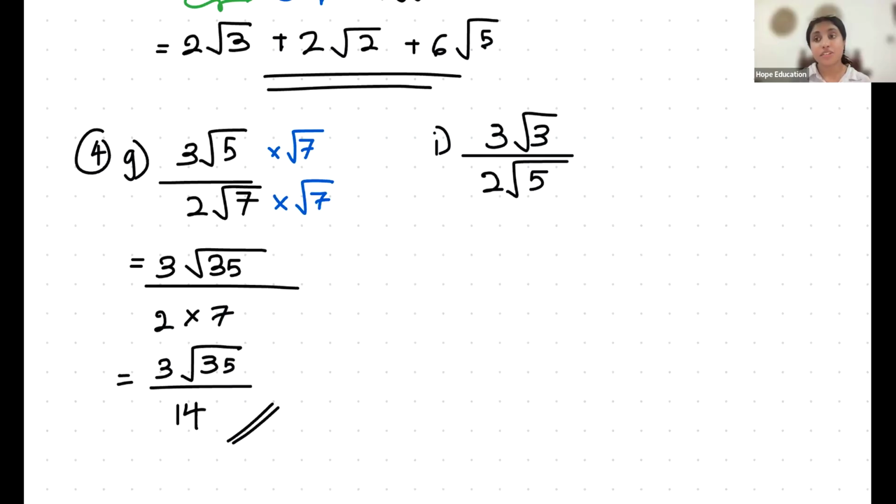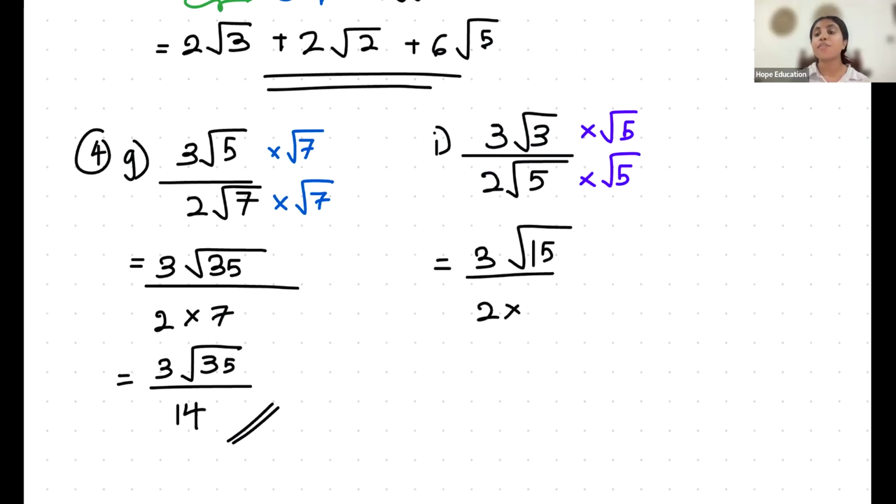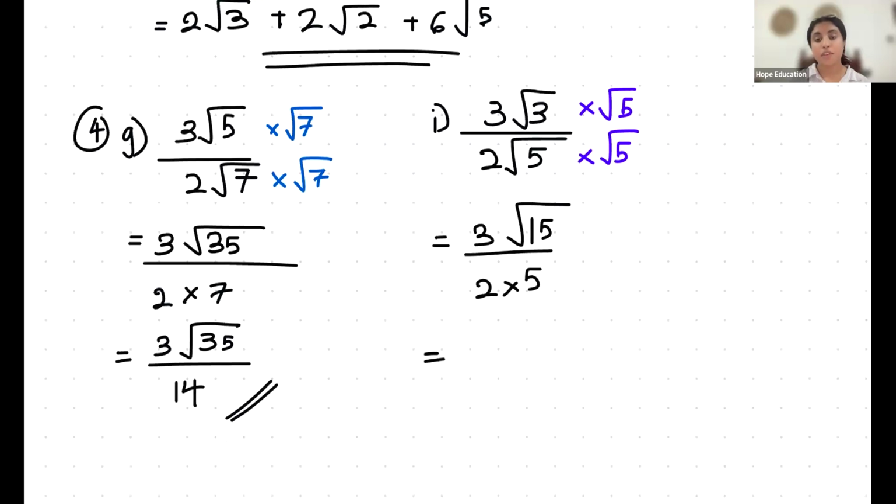So the denominator has an irrational number. How do we make it rational? We multiply it by root 5. If I do something to the denominator, I have to do the same to the numerator. So inside the root, 3 times 5 is 15. In the denominator, 2 multiplied by root 5 times root 5 is root 25. Root of 25 is 5. So I get the answer as 3 root 15 divided by 2 times 5, which is 10. So that is the fourth question.